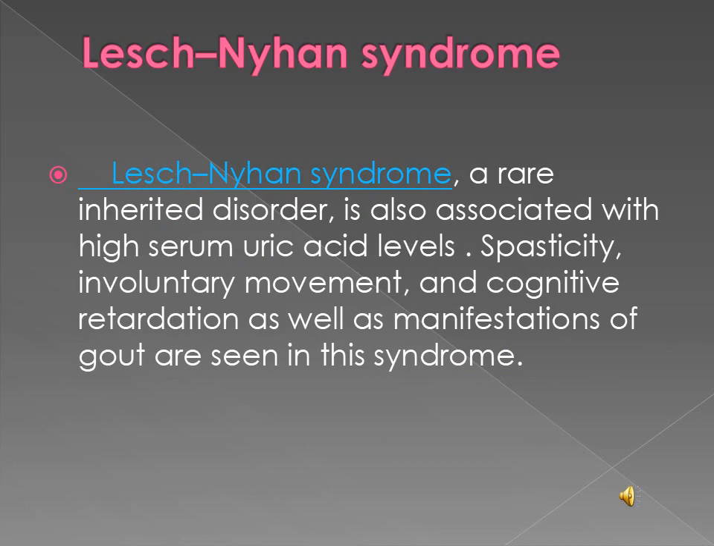Lesch-Nyhan syndrome is a rare inherited disorder associated with a high serum uric acid level. This disorder is due to a defective enzyme, HGPRT. HGPRT means hypoxanthine-guanine phosphoribosyltransferase enzyme. It is an enzyme in the salvage pathway of purines, which will be discussed later. In this condition, self-mutilating behavior occurs, and also spasticity, involuntary movement, and cognitive retardation, as well as manifestations of gout, are seen in this syndrome.